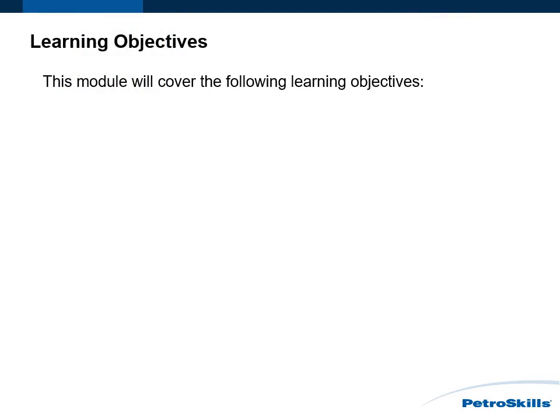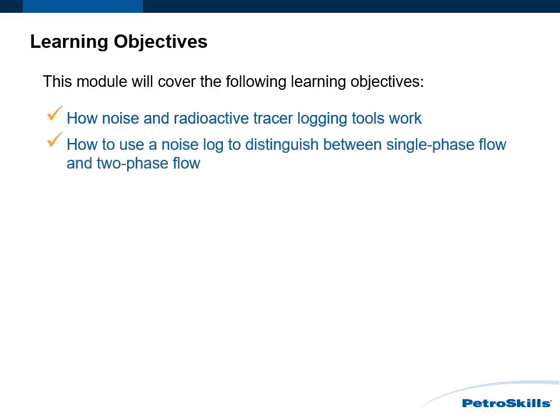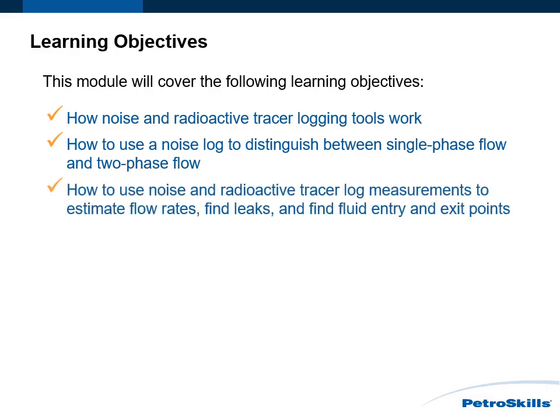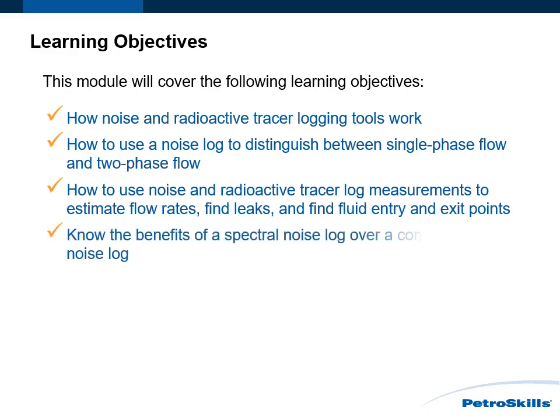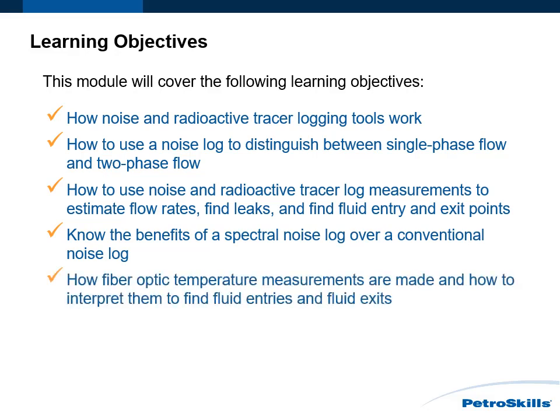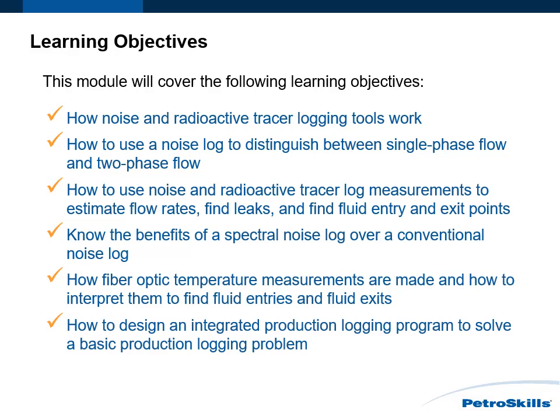This module will cover the following learning objectives: how noise and radioactive tracer logging tools work, how to use a noise log to distinguish between single-phase flow and two-phase flow, how to use noise and radioactive tracer log measurements to estimate flow rates, find leaks, and find fluid entry and exit points, know the benefits of a spectral noise log over a conventional noise log, how fiber optic temperature measurements are made and how to interpret them to find fluid entries and fluid exits, how to design an integrated production logging program to solve a basic production logging problem.